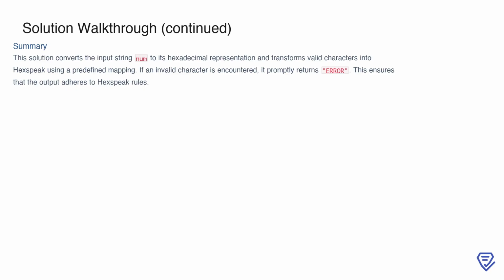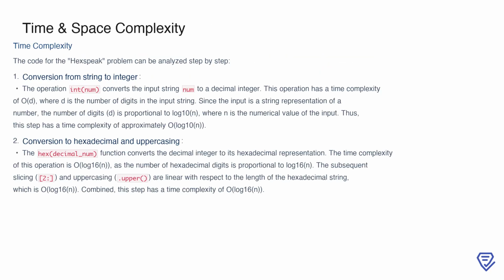This approach ensures that the output strictly adheres to the Hexspeak rules, providing either a valid Hexspeak string or an error message when the input cannot be represented as Hexspeak. To analyze the time complexity of the Hexspeak problem, we can break it into distinct steps. First, converting the input string number to a decimal integer using the int(number) function involves parsing its digits.